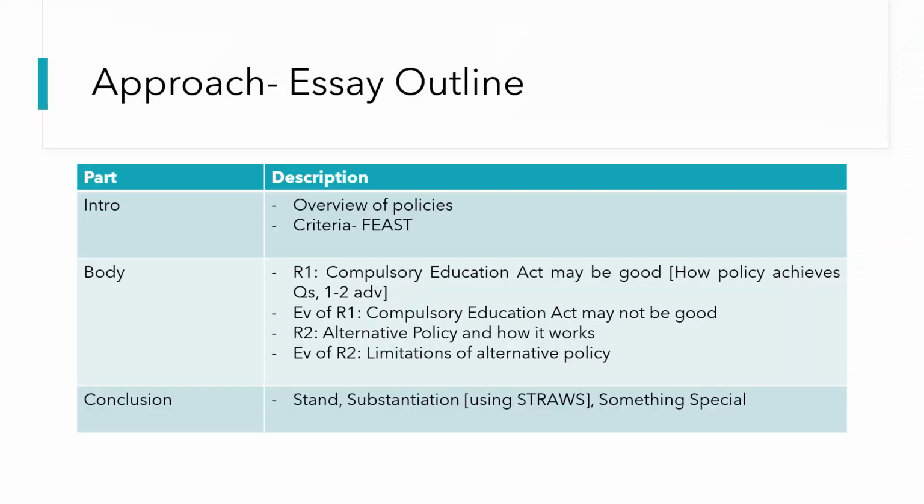So now we have our essay outline. So we have our intro, body, and conclusion. So in our introduction, we give a brief overview of the policies we are comparing, as well as the criteria that we have chosen from using FEAST. We must then explain each policy, plus evaluate each of the policies as our R1, E1, R2, E2. Lastly, in our conclusion, we need to give our stand, substantiate our stand, and we can also use something special, which in this case will be some form of recommendation.